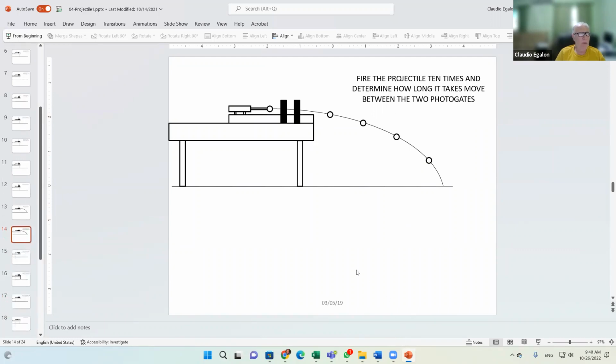Next video, here you go. Fire the projectile 10 times. We do that 10 times and determine how long it takes to move between the two gates. Then calculate the initial speed of the projectile. It's usually 3 to 8 meters per second.